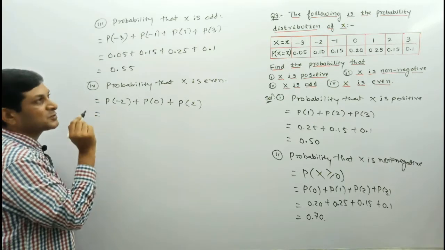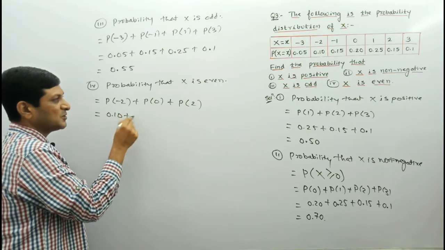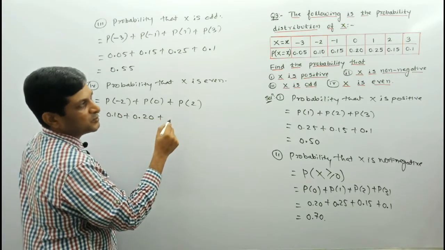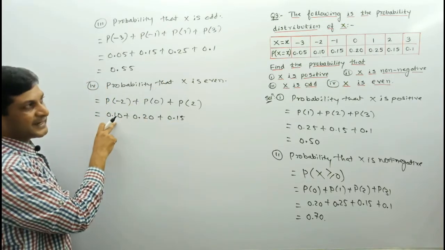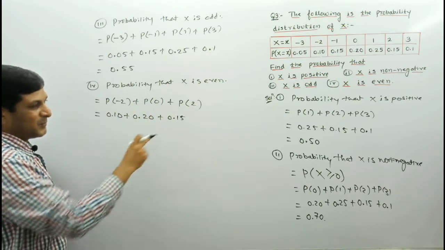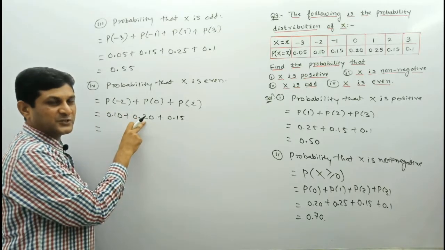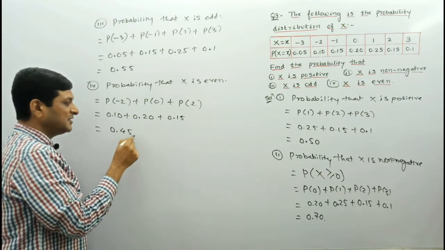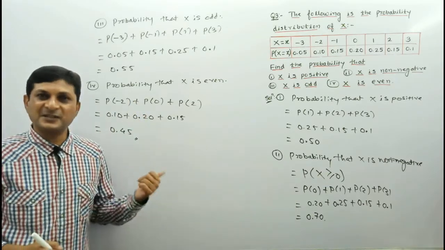Now the remaining part is just to substitute their probabilities. Probability of -2 is equal to 0.10, probability of 0 is equal to 0.20, and probability of 2 is equal to 0.15. So check whether the values are correctly substituted. Yes, 0.10, then 0.20, and lastly 0.15. The remaining part is just to take the addition. 0.10 plus 0.20 is 0.30, 0.30 plus 0.15 will be 0.45. In this way we have completed all the 4 examples in this question number 3.